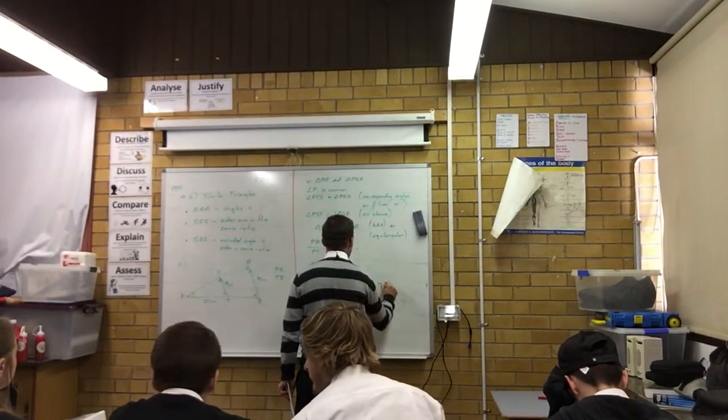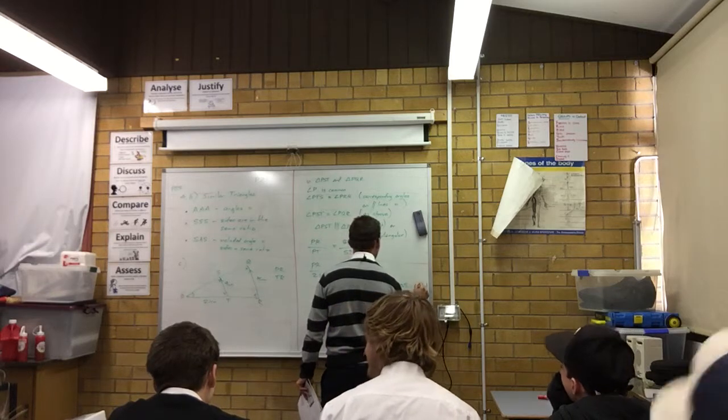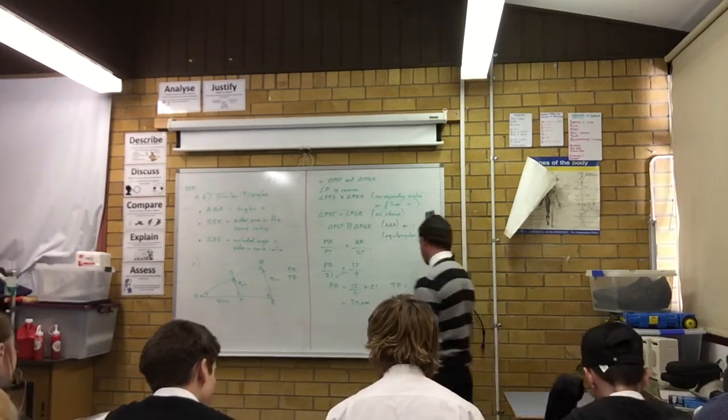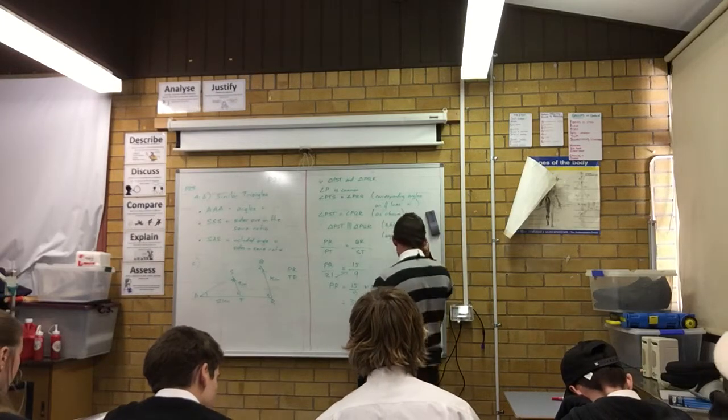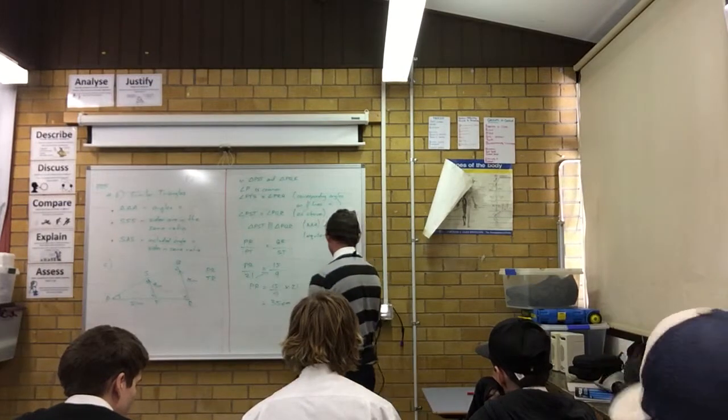So TR is going to be 35 minus 21. No one should need to go on the calculator to do this. It's actually 15. Oh, hang on. I've got to use a calculator. No. I knew it was 14.